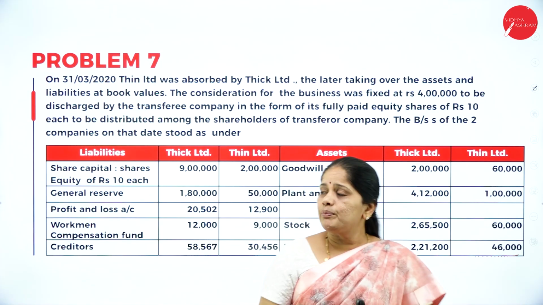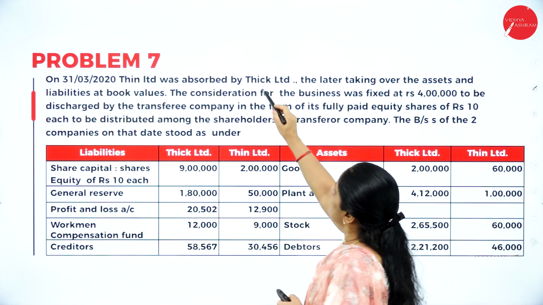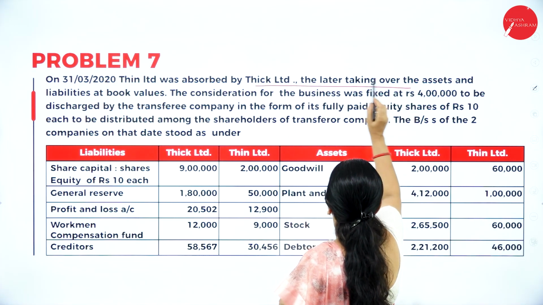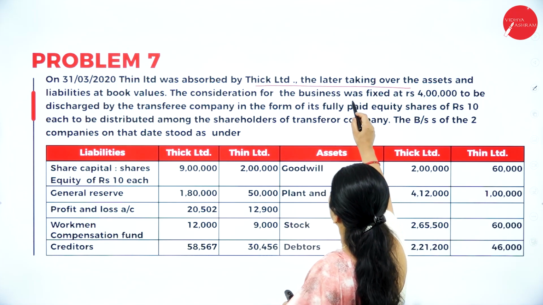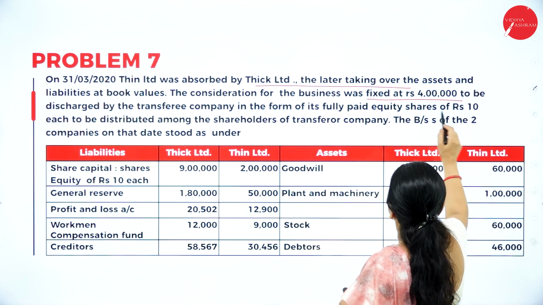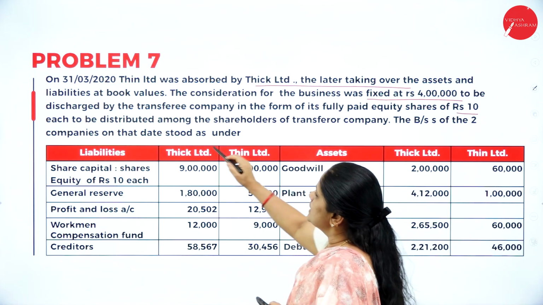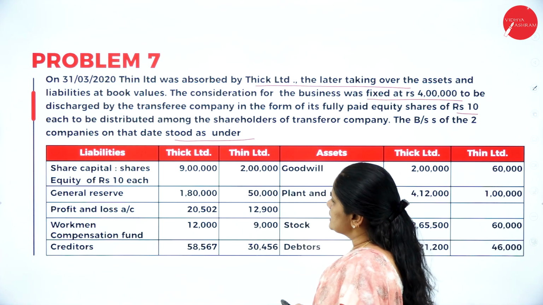So, we have one more problem here. On 31st March, Thin Limited was absorbed by Thick Limited. It takes over the assets at book values. The consideration was fixed at 4 lakhs, to be discharged in the form of fully paid equity shares of rupees 10 each. The balance sheet of the two companies stood as under.